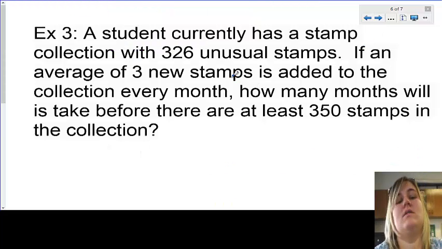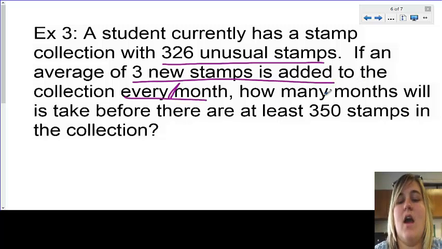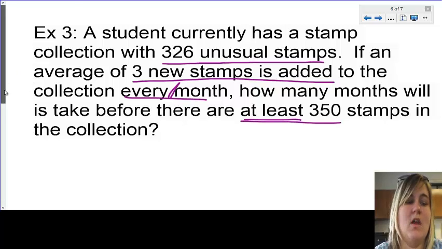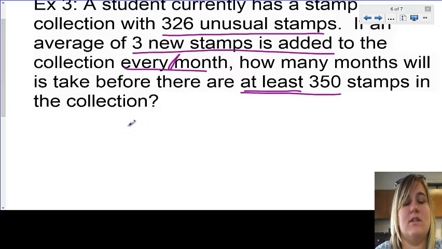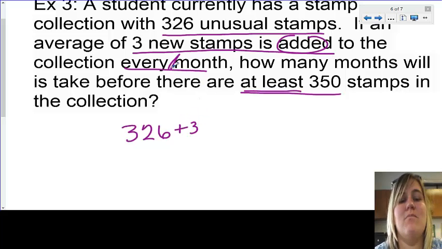Last example says a student currently has a stamp collection with 326 unusual stamps. If an average of 3 new stamps is added every month, okay, this goes together, how many months will it take before there are at least 350 stamps in the collection? So there are currently 326. That's what I'm going to start with, 326. And it says an average of 3 new stamps is added, so I'm going to add 3 new stamps every month, which I'm going to show by saying 3x.